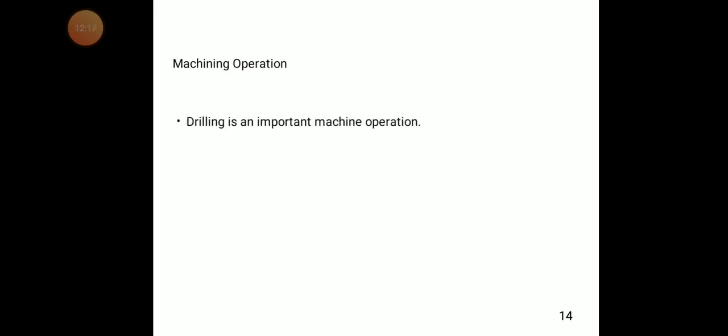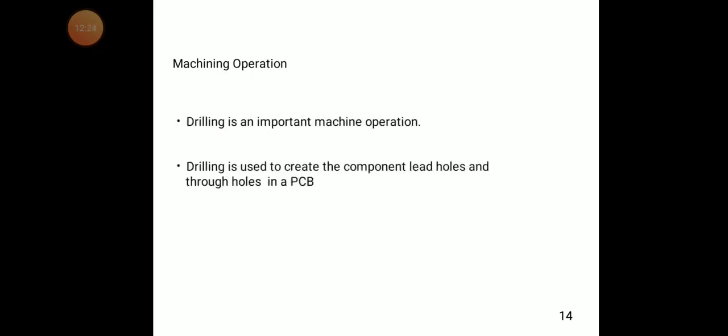That is called the machining operation. The machining operation is nothing but drilling, which is an important machine operation. Drilling is used to create the component lead holes and through holes in a PCB. The machine operation means that after getting the conducting patterns with the copper cladding, now we design the lead holes, and all this is called a machine operation.